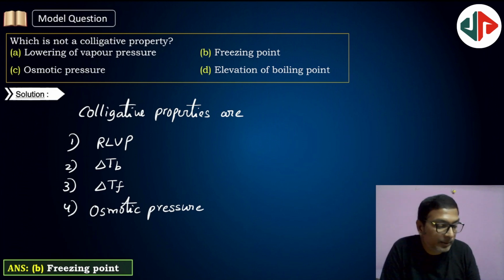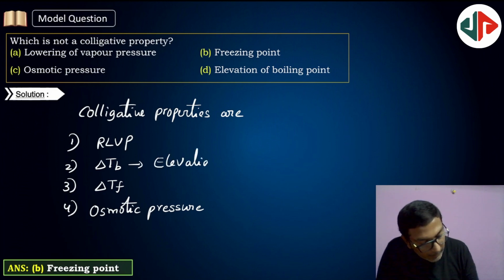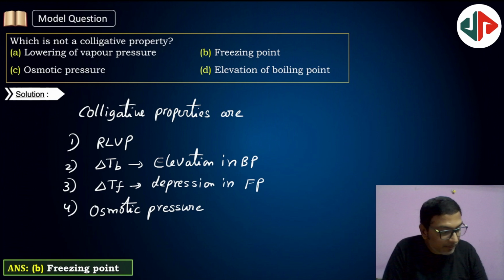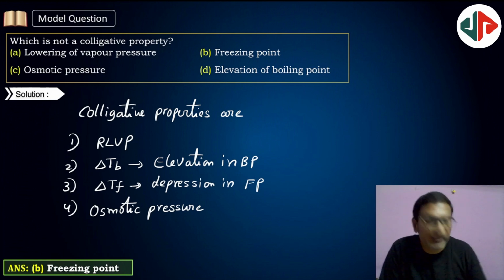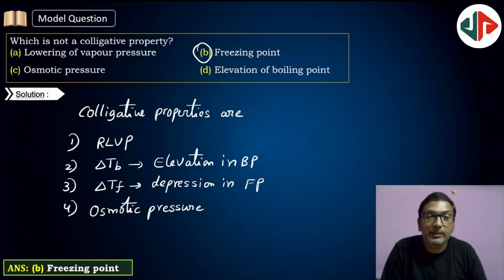These are colligative properties. So depression in freezing point, elevation in boiling point, depression in freezing point. Freezing point itself is not a colligative property; depression in freezing point is a colligative property. Therefore, B. Very, very important.